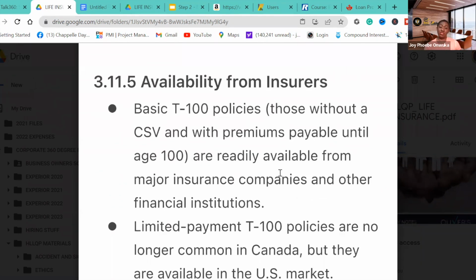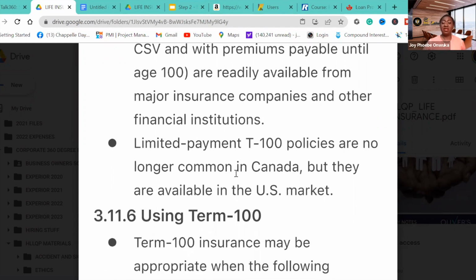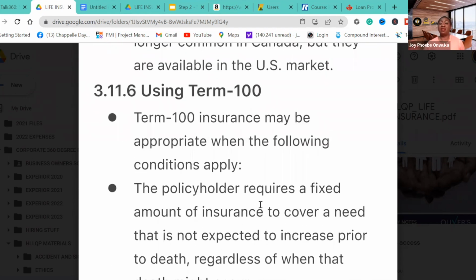Availability from insurers. Now, T100 policies, those without a cash surrender value and with premium payable up until age 100, are readily available from major insurance companies and other financial institutions. Limited pay T100 policies are no longer common in Canada, but are available in the United States.